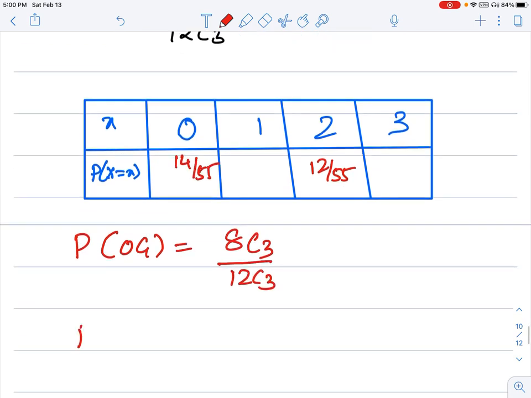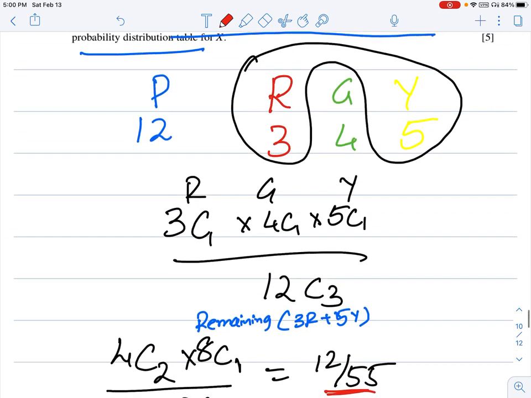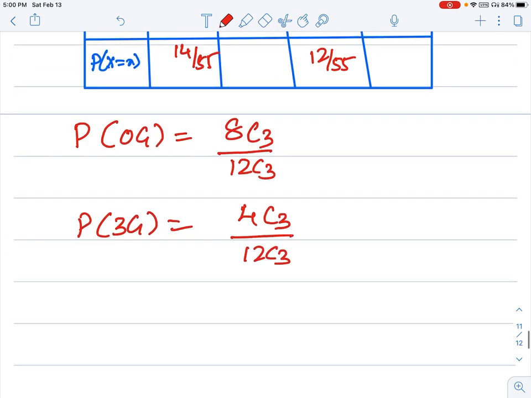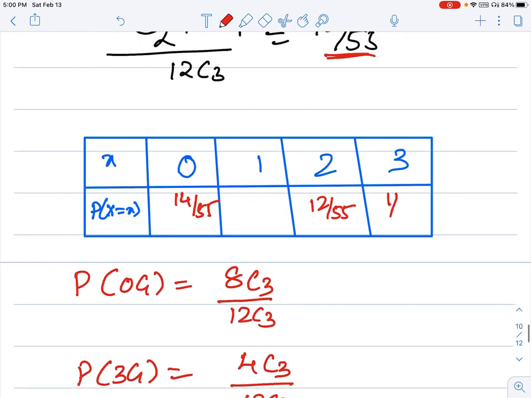Then 3 greens is much easier. So all 3 are green. So 4C3 upon 12C3, because all 4 are greens. 4C3 upon 12C3, which will become 1 upon 55.